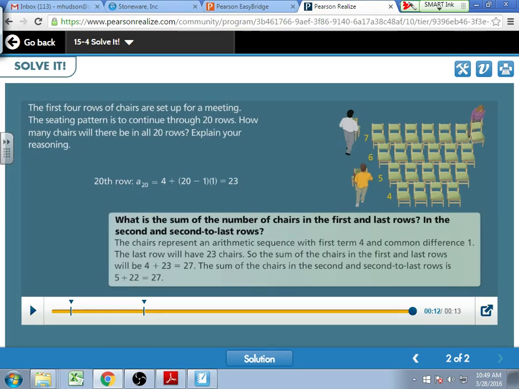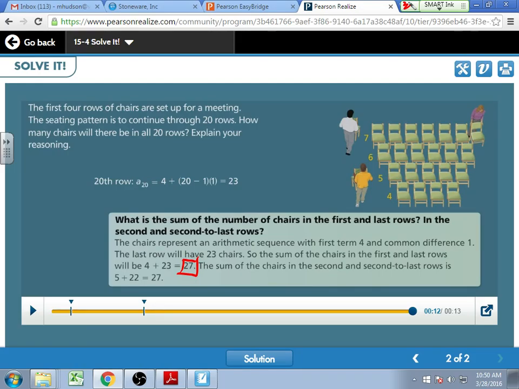How many chairs in all 20 rows? Yeah, it didn't really give the answer. What's the answer? We figured out there's 23 chairs in the last row, right?